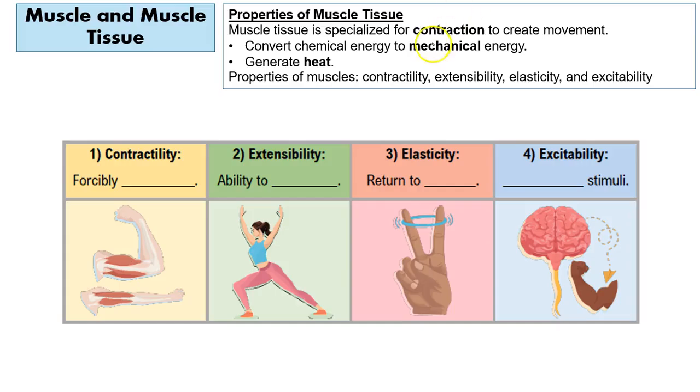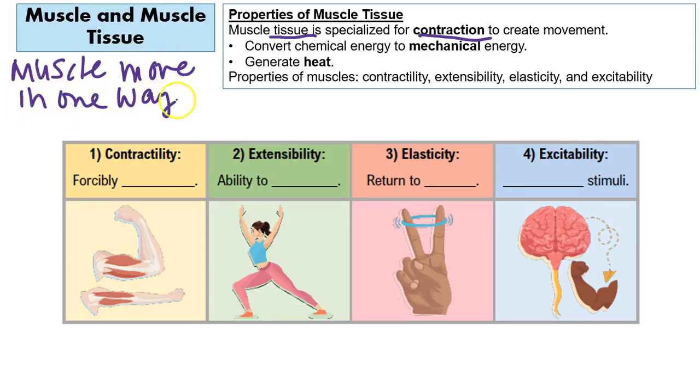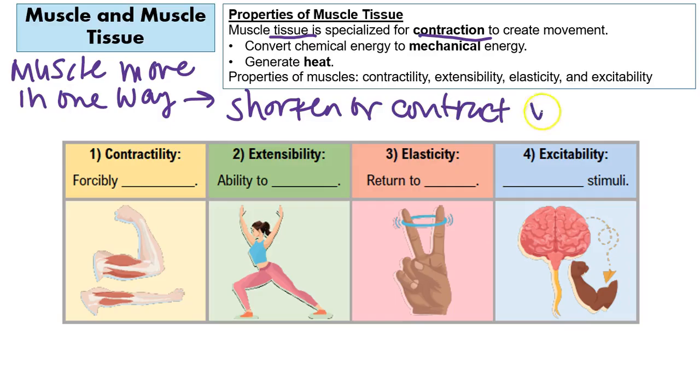Muscle tissue is specialized for contraction or to create movement. At the cellular level, there are different things that can actually cause movement, but at the tissue level, that's the focus here, muscle tissue is the only thing that can move, okay? And muscle is going to move in one way. And they shorten. Going to shorten or contract with force. So that's how muscles move.